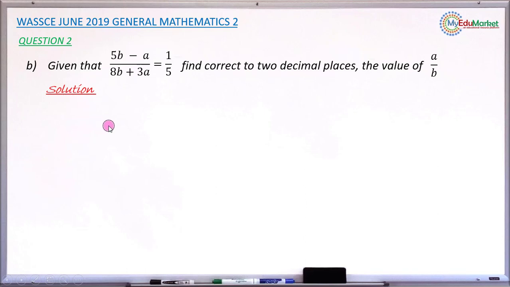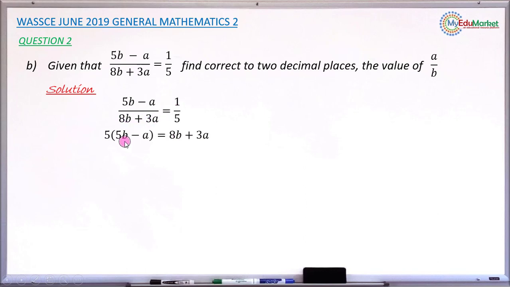Solution to the problem. Copying the given equation, that is (5b − a)/(8b + 3a) = 1/5. To find the value of a/b, we do all that we can to arrive at a/b on the left, and whatever comes on the right will be a constant number. In an attempt to do that, let's just cross multiply. So cross multiply: 5b − a times this 5, and 8b + 3a times this 1.